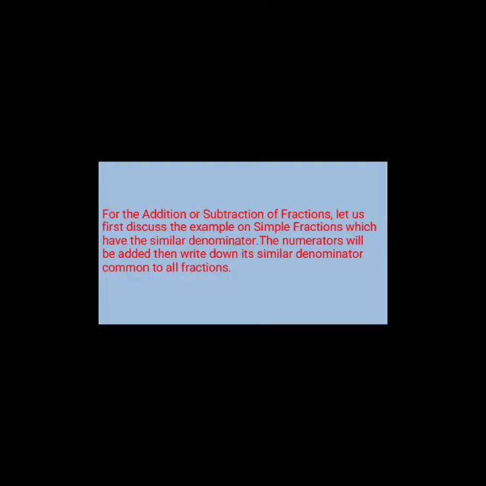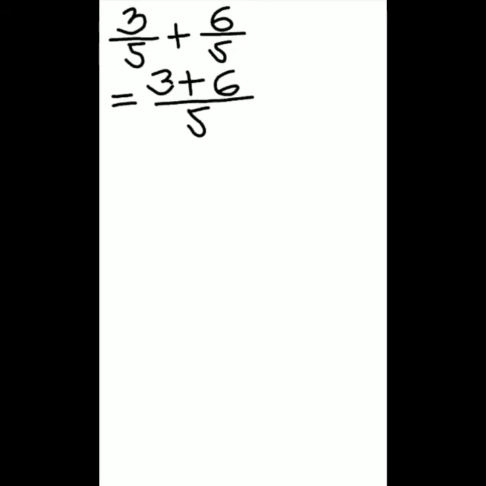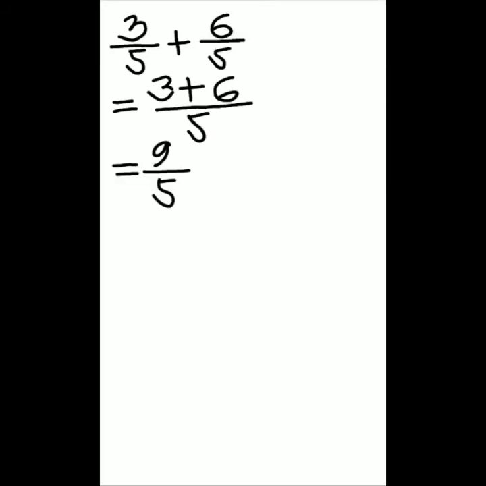For the addition or subtraction of fractions, let us first discuss the example on simple fractions which have the similar denominator. The numerators will be added, then write down its similar denominator common to all fractions. Like for example, 3 over 5 plus 6 over 5. Adding 3 and 6 will be equal to numerator 9. Write down their same denominator, which is the number 5. Thus, 3 over 5 plus 6 over 5 is equal to 9 over 5.